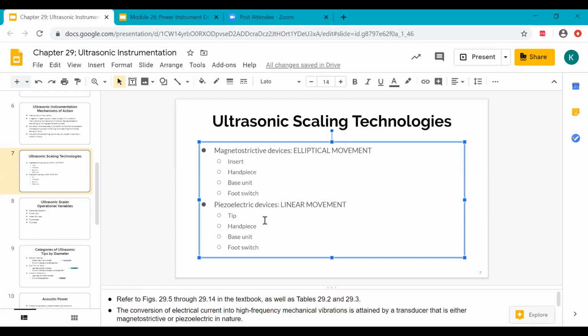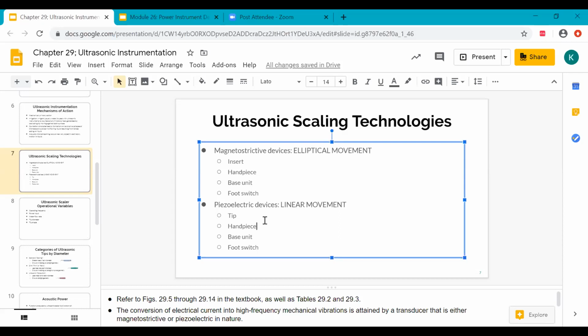Okay, so our Cavitron is going to move the tip in, if you looked at it under a microscope, an elliptical movement, okay? Almost like an infinity sign. That's microscopically what it looks like. Now, a piezoelectric is going to make a linear, just a back and forth movement, okay?